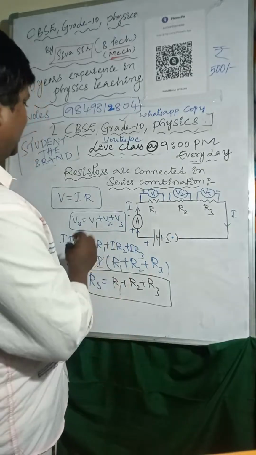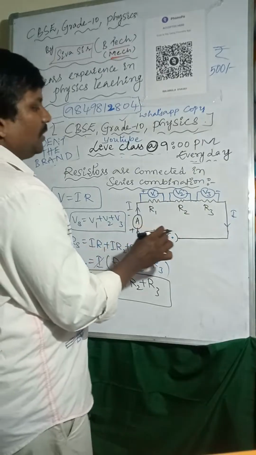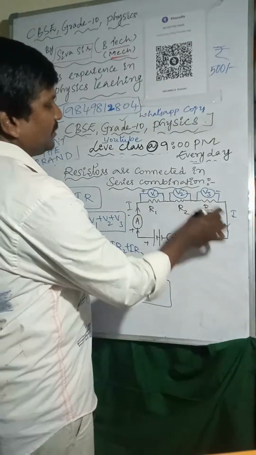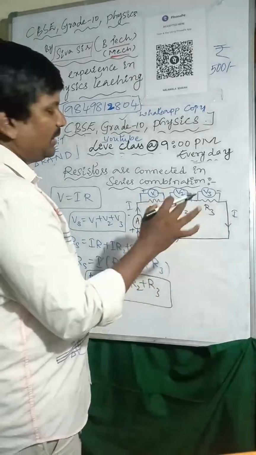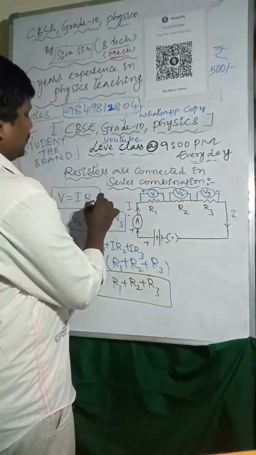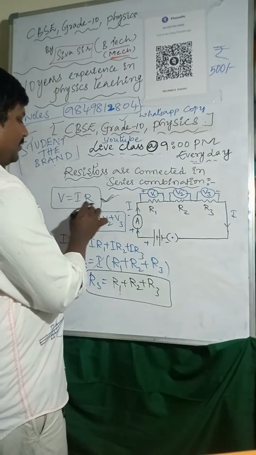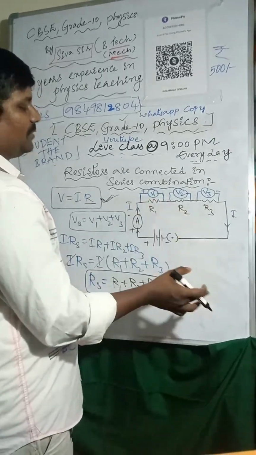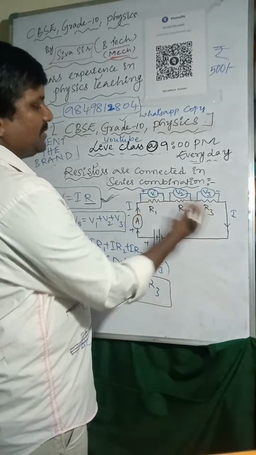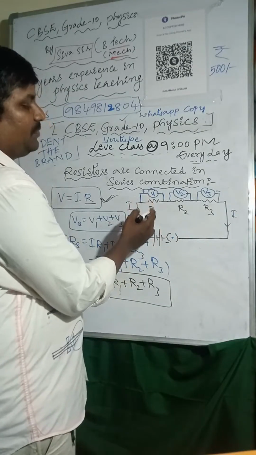So here, why are we taking V1 plus V2 plus V3? Because the current in the entire circuit is the same. Then the second point: from Ohm's law you can take V equal to IR. Anyway, we need to find the effective resistance. Effective resistance is different, so there will definitely be a potential difference.